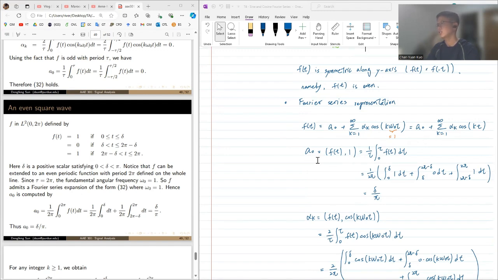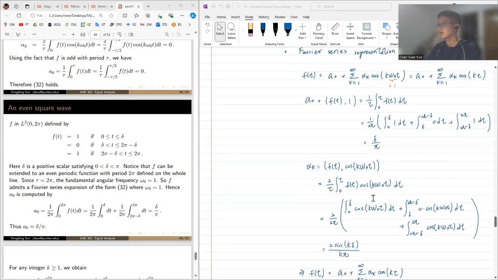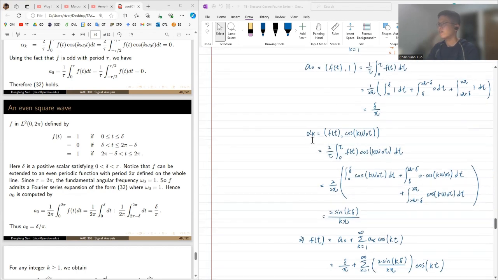So a naught is equal to the inner product of f of t and 1. And you can follow the definition of the inner product, and you will see that it's equal to 1 over tau times the integration of f of t from 0 to tau with respect to t. And if you work out this integration, in the end, you will get delta over pi.